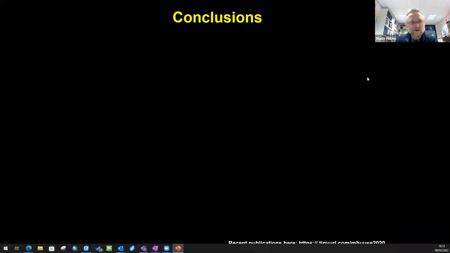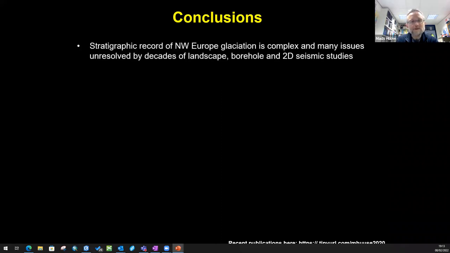Right, now we come to the conclusions. They are in a hideously colored slide. So basically we have a stratigraphic record of Northwest European glaciation that is much more complex and with several issues that are unresolved from having onshore records and having 2D seismic studies, which we think we have now substantially rattled the hornet's nest here and maybe provocatively suggest that there was grander glaciation in the North Sea much, much earlier than people have thought before from the onshore.